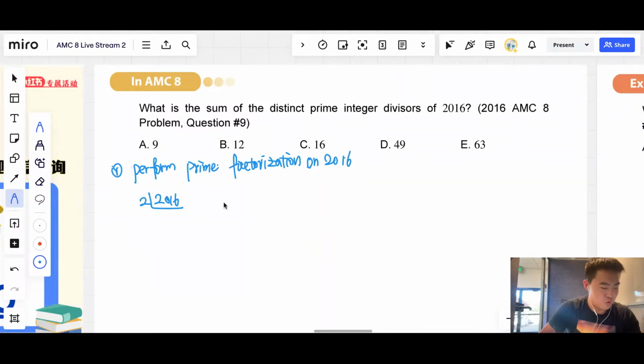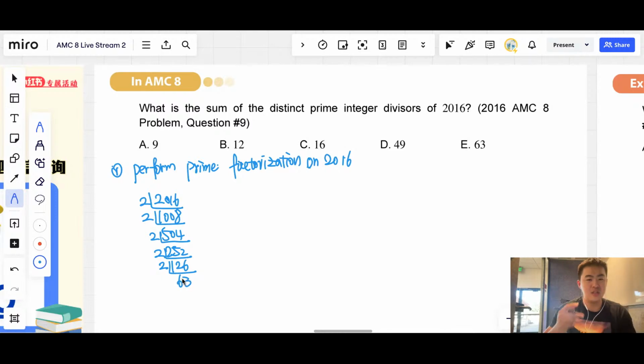We end up with a quotient of 1008, still an even number. So let's repeat our previous step, divide by 2 again. We end up with another even number, 504, divide by 2 again. Then 252 is our next even number. Continue our procedure of dividing by 2. We should get which number? 126. Is this number even? 6 is even. So let's divide by 2 one more time.